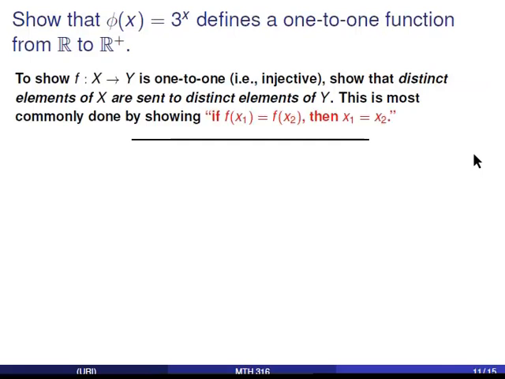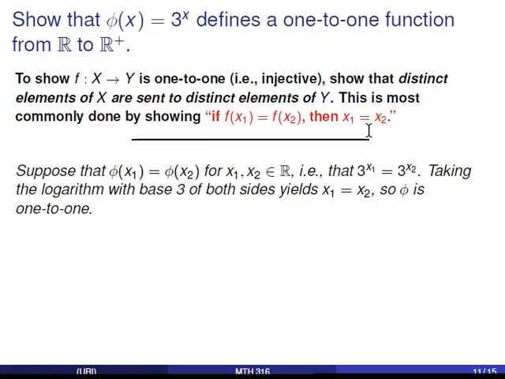Next, we need to show that the map phi is a one-to-one or injective function from R to R plus. Now if you would like, take a look at this reminder of what it means to show that a function is injective or one-to-one. Most commonly, to do that, we're going to show that if f of x1 equals f of x2, then x1 is equal to x2, where f is our map. For us, with our map phi, we're going to suppose that phi of x1 is equal to phi of x2, and we're going to explain why x1 is equal to x2. Now, filling in the details, if phi of x1 is equal to phi of x2, what that means is that 3 to the x1 is equal to 3 to the x2, and taking the logarithm with base 3 of both sides gives us the equation we were interested in. We've therefore shown that the function is one-to-one or injective.